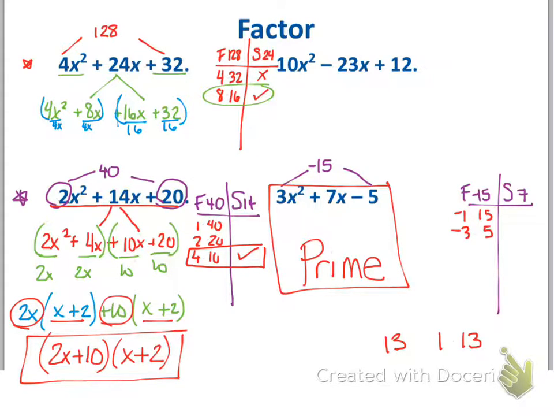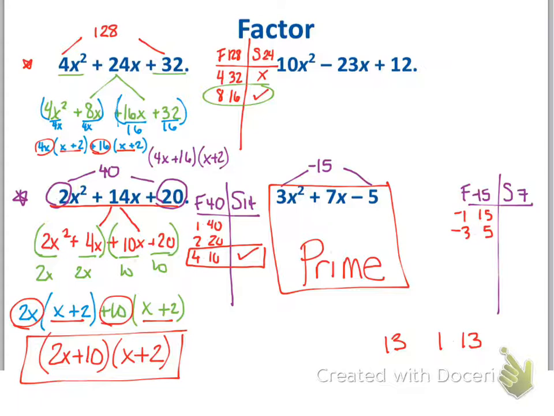And so that'll give me 4x on the outside, x plus 2 on the inside, plus 16 x plus 2 on the inside. Again, we've got the same thing written inside the parentheses, so we can smash the outsides together. So my final answer is 4x plus 16 times x plus 2.